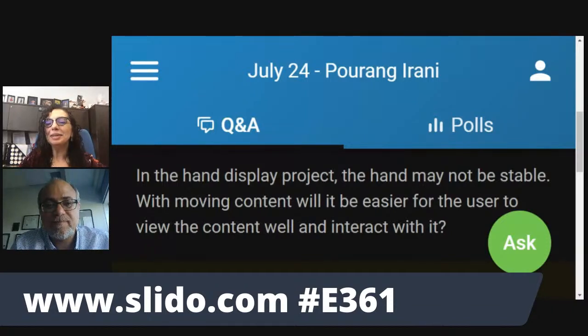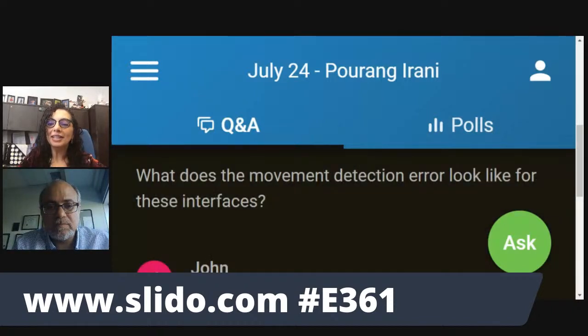In the hand display project, I think we did that one already, right? Yeah, we did that one. Sorry. The next question is from Janet. What does the movement detection ever look like for these interfaces?